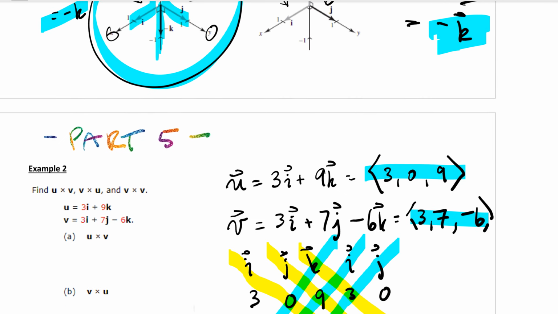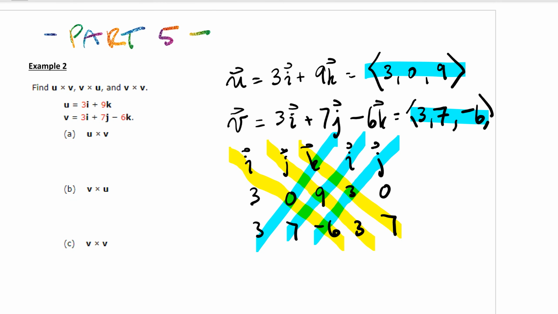Now, in Part 5 here, we're going to start with example 2. So the first thing we have to do is u cross v for these two vectors. And there's no shortcut to that. We just have to work it out. So on the right-hand side, highlighted in the bluish color, I've written the component forms of these vectors: 3, 0, 9, and 3, 7, negative 6. And I've set up the grid for the cross product, so we need to do the calculations here.